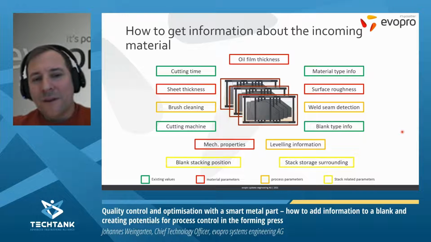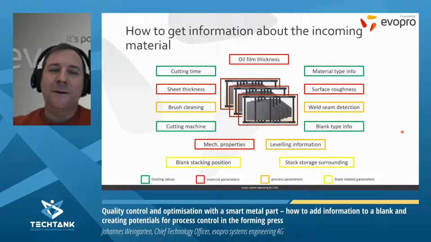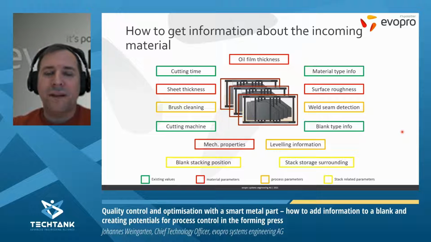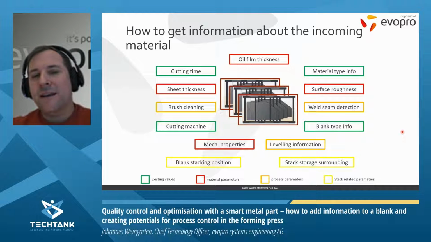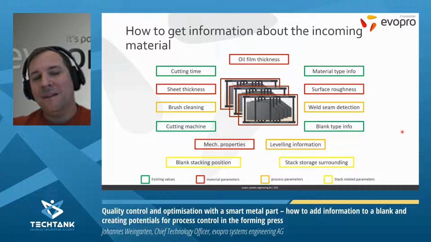What else would be very interesting to have are the blank stacking positions, together with the stack storage surroundings. What does it mean? If you think of oil film thickness and the oil film distribution on each blank, when we assume we have a stack with 500 blanks stacked together, and this stack is going to the storage for 1 week in a warm summer week with 30 degrees outside, we can think of that the oil film distribution on the uppermost blank will be different to the oil film distribution on the lowest blank.